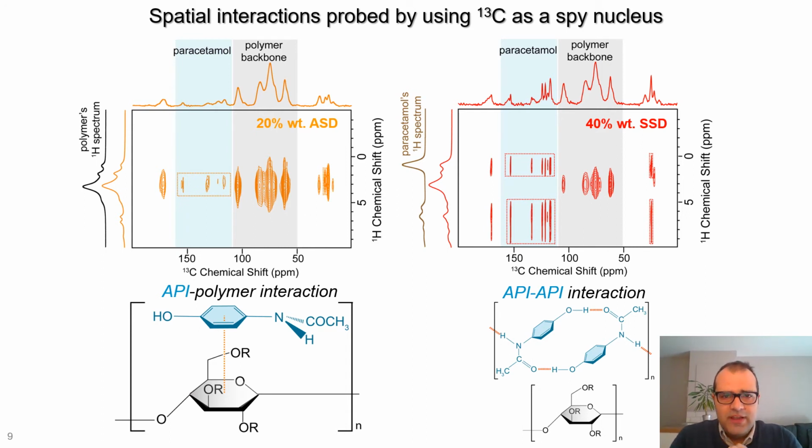Well, the presence of specific API polymer interaction highlighted by the change in chemical shift observed for the 20% dispersion carbon spectrum brings us to a rigorous study on the nature of this interaction. Useful information can be obtained by carrying out multidimensional and multinuclear correlation NMR experiments.